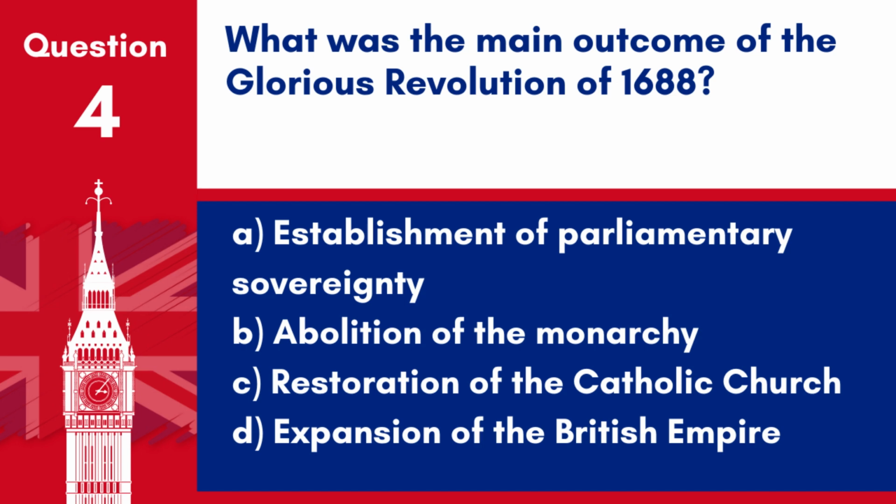Question 4. What was the main outcome of the Glorious Revolution of 1688? A. Establishment of parliamentary sovereignty, B. Abolition of the monarchy, C. Restoration of the Catholic Church, D. Expansion of the British Empire.